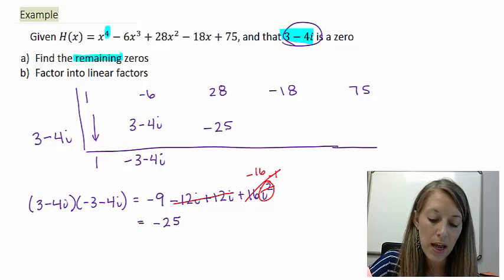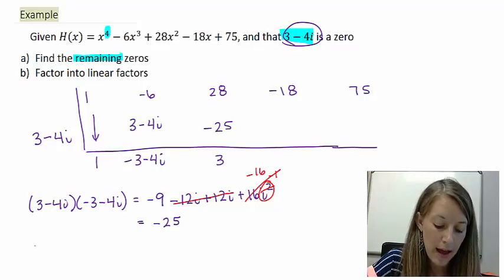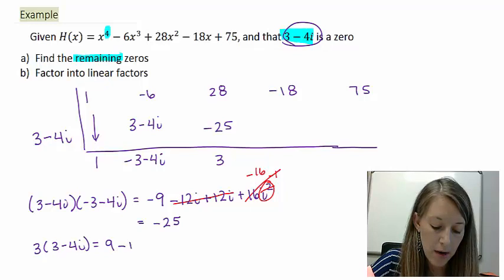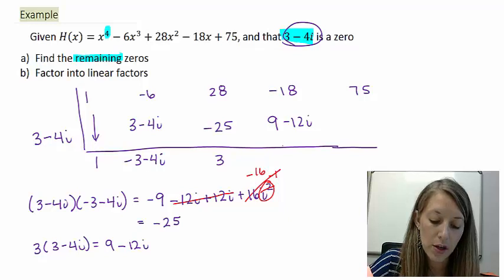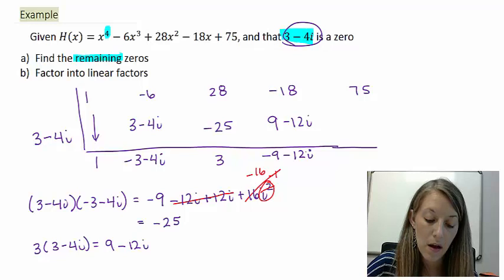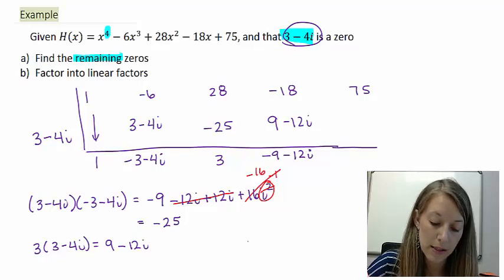Now I add 28 minus 25 gives me 3. And now I need to multiply. I have a 3 times 3 minus 4i. So distributing that through gives me 9 minus 12i, and so that's what goes up here. So combining like terms here, that gives me -9 minus 12i. All right, now I have to multiply this again.